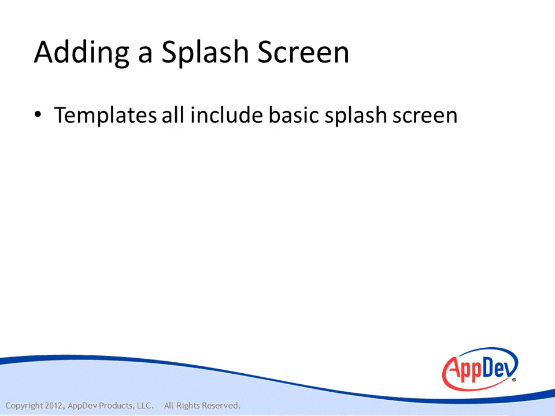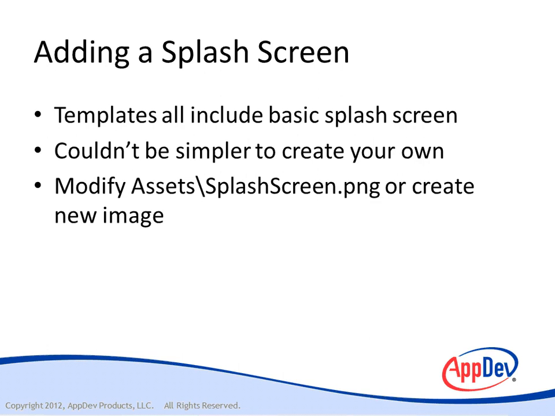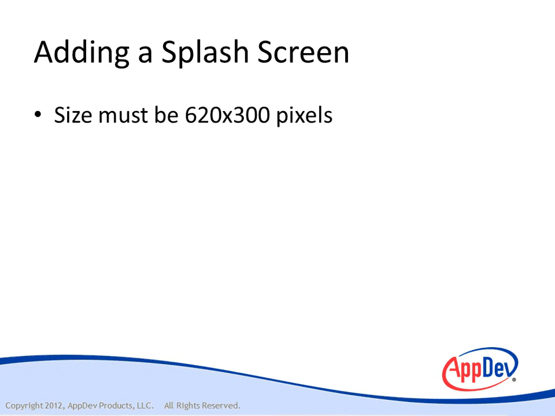All the templates we've looked at in Visual Studio include a basic splash screen. It really couldn't be simpler to create your own, though. All you really need to do is modify the splashscreen.png file that you find in the Assets folder, or create your own new image. I find it easiest just to copy and modify the existing PNG file. It's really simple. You just delete the little square with an X and add your own content to that PNG file. It's important to understand that the size of your splash screen must be 620 by 300 pixels.